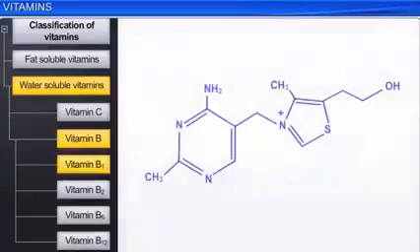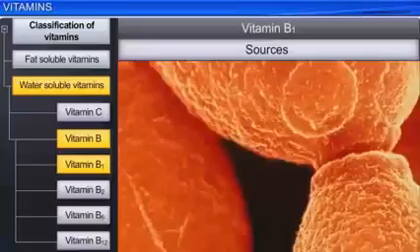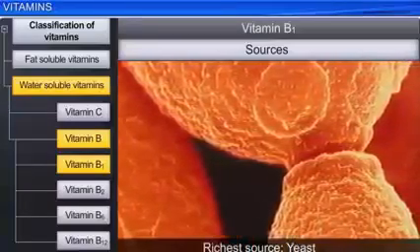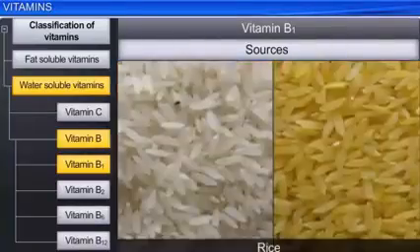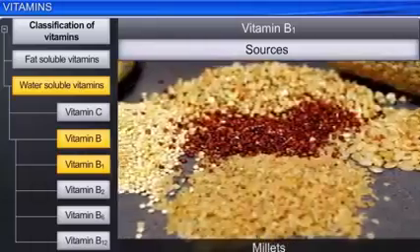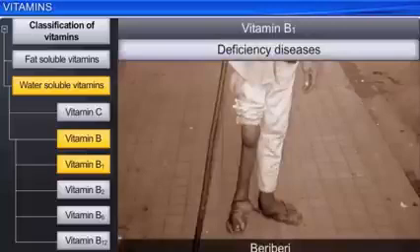Vitamin B1, or thiamine, was the first vitamin to be discovered. The richest source of this vitamin is yeast and the outer layers of cereals like rice, wheat, and millets. A deficiency of this vitamin causes beriberi, which is associated with loss of appetite and retarded growth.